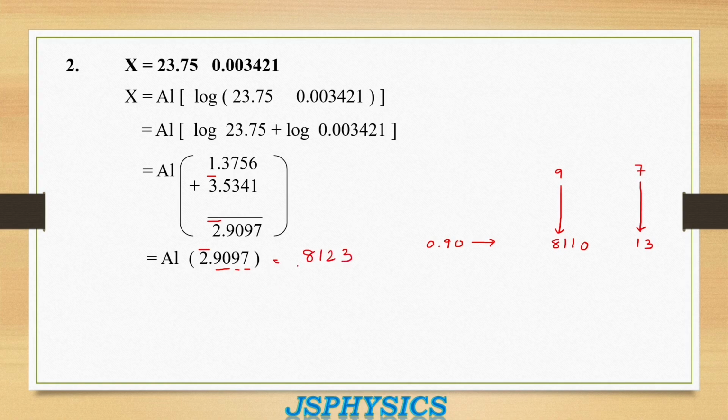Right? So now we have to place the decimal point, and to place the decimal point, we have to see the characteristic. Characteristic is bar 2. So bar 2 plus 1, that becomes equals to bar 1. Bar 1 indicates there is 1 zero between decimal point and the first non-zero number. That means our answer will become 0.08123.